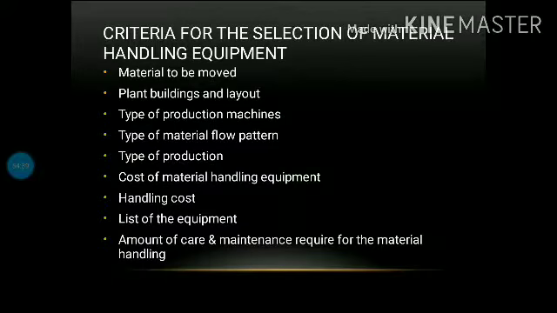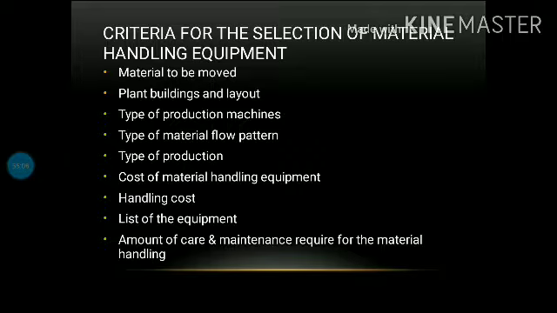Okay. So now we are going to see some points of criteria for the selection of material handling equipment. Material to be moved: what material I have to move, from where to where? Second point, plant, buildings and layout. What are the building plans and what is the layout of the company? I have to know that. Third one, types of production machines. What types of production machines are there inside the plant?